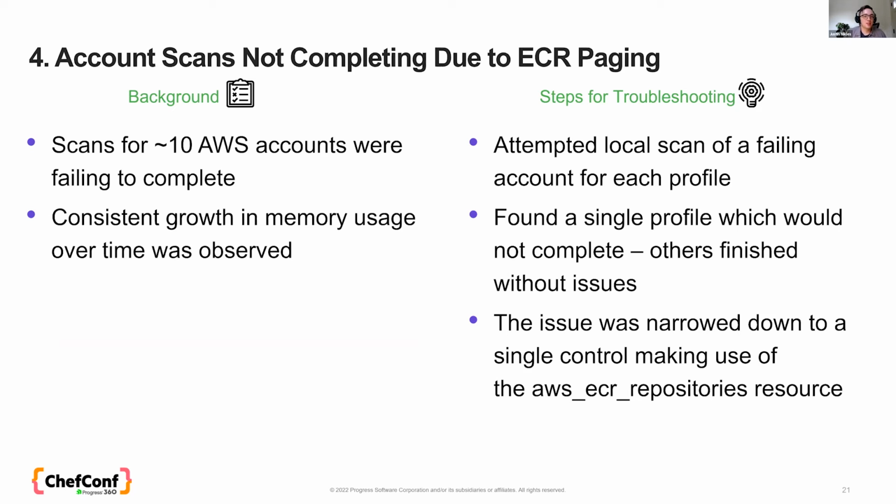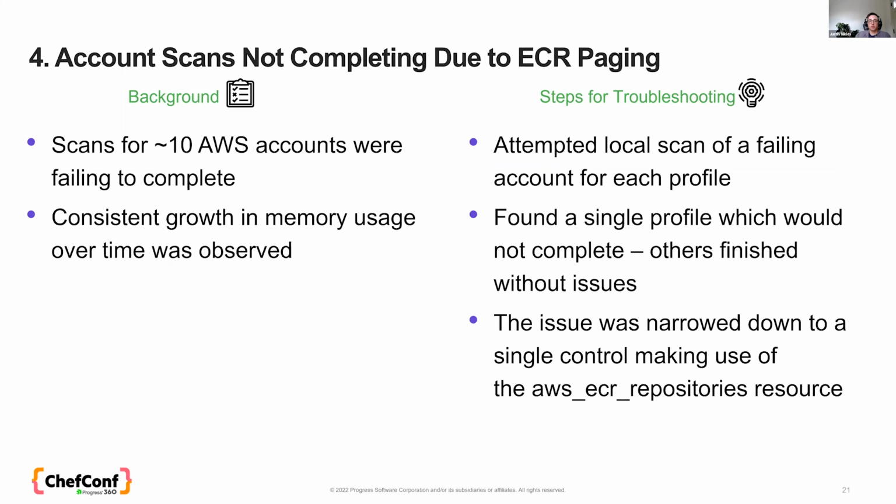So this last issue here indicates the scale that we're running at, and some of these odd complexities that we run into due to that scale. So this is actually from last year at this point. We had noticed that a handful of our accounts were not being fully scanned.